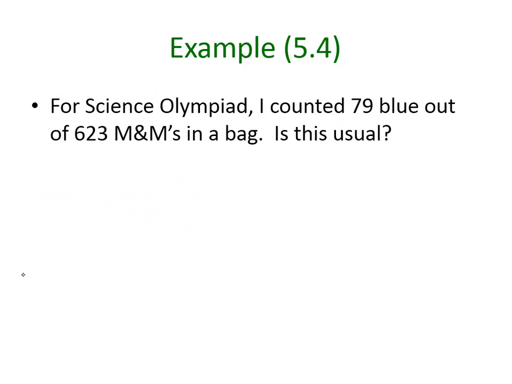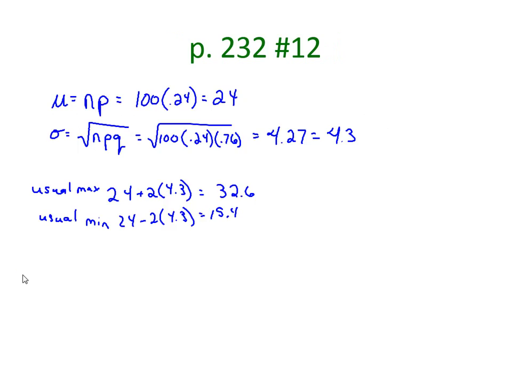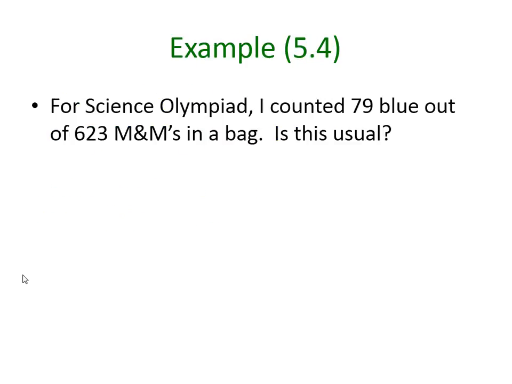Okay? Now, for Science Olympiad a few years ago, I counted 79 blue out of 623 M&Ms in a bag. Is that usual? Now, can I just use my range of expecting 15.4 to 32.6? No. So now I have to look at having 79 blue out of 623. So what do I need to do first? I've got to find my mean and my standard deviation to figure out what my usual values are.